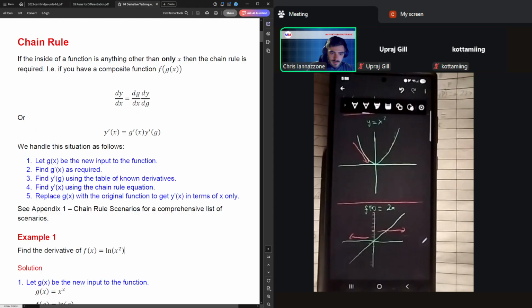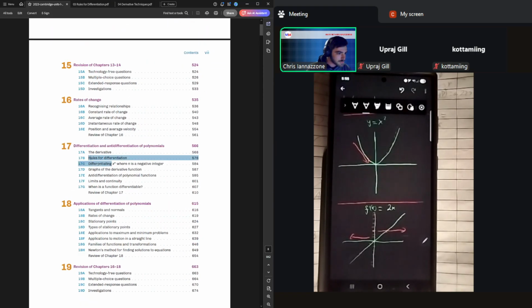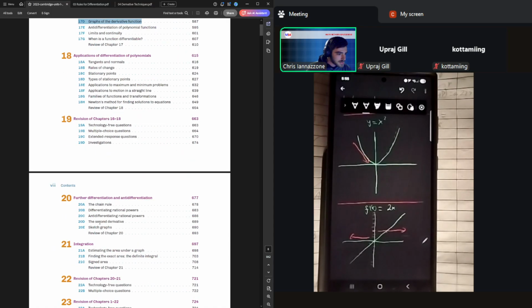In the meantime, I will find the notes for this one, and then we'll do some breakout rooms. Week 6. There we go. So this covers a lot of different chapters. It's going to cover, I believe, if I remember correctly, 17b to d. So doing basic derivatives and then graphing that. And then the chain rule stuff, which is 20a and 20b.